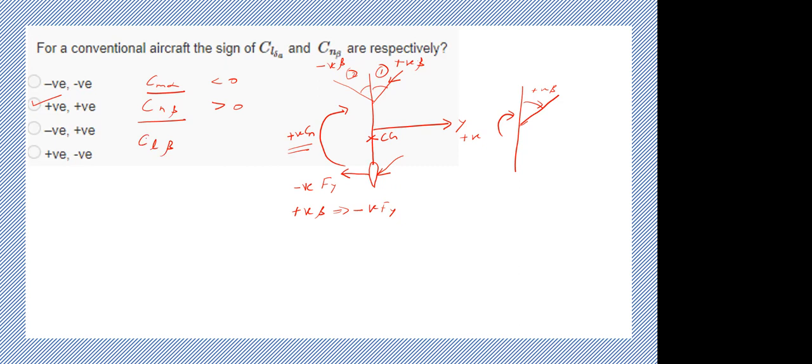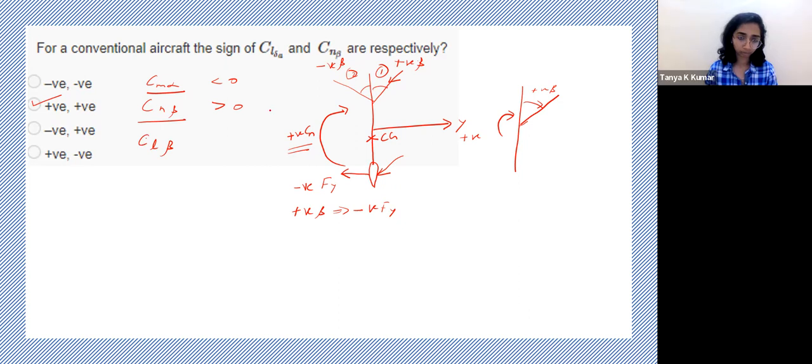Positive. Are you sure? Okay, let's look at it. Due to a positive beta, imagine this is your right wing. This sees a higher angle of attack, right? The right wing sees a higher angle of attack, so it generates more lift than this wing, okay? So it is rolling towards the left. But our convention is that roll right is positive, correct?